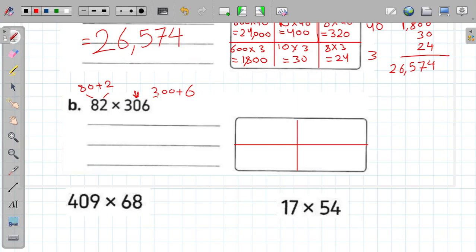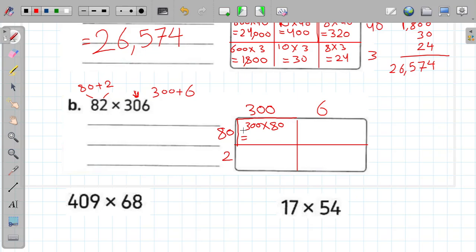I will write the big number first in the horizontal line. So I will write 306. And on the vertical line, we will write the small number 82. So I will write 80 first and 2. Okay, let's try every two numbers. The first one here is 300 times 80.